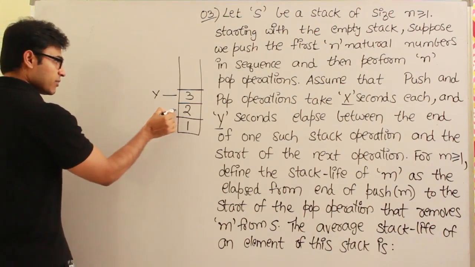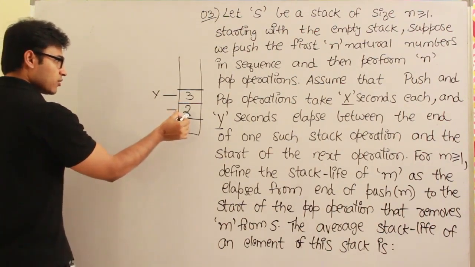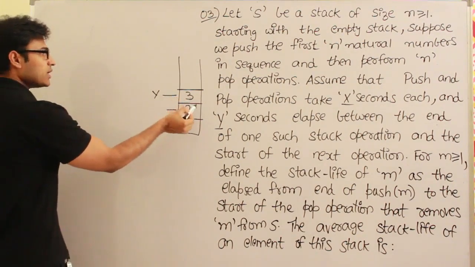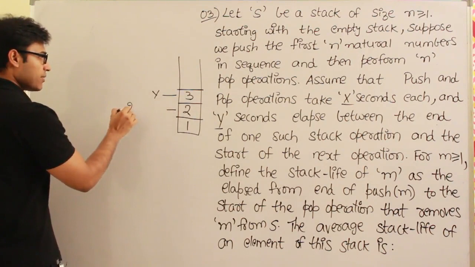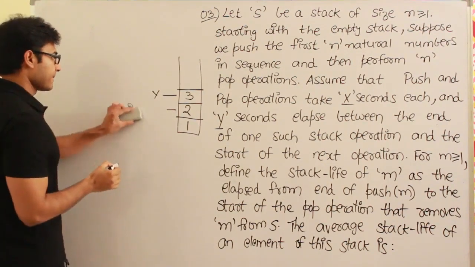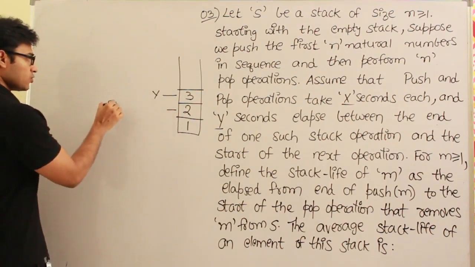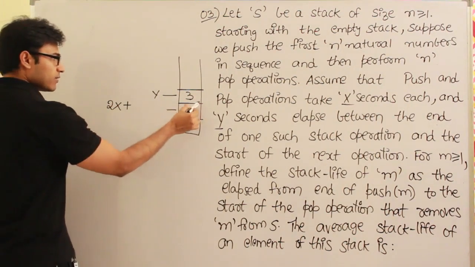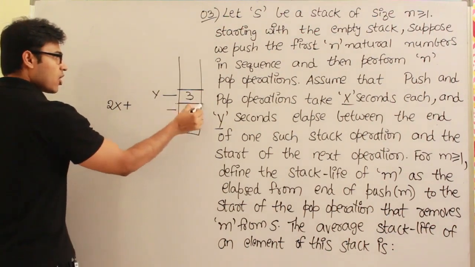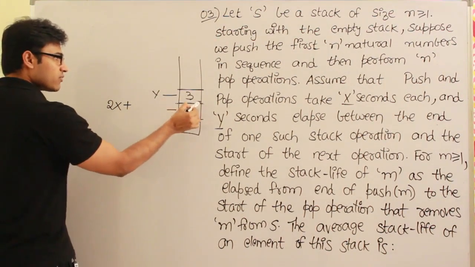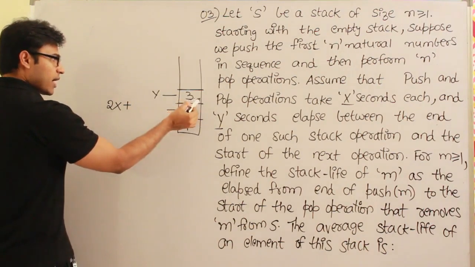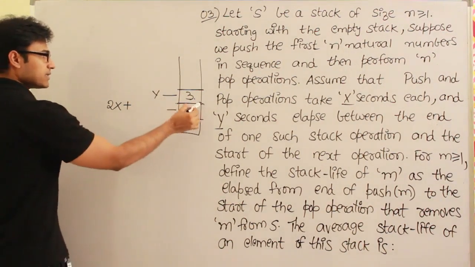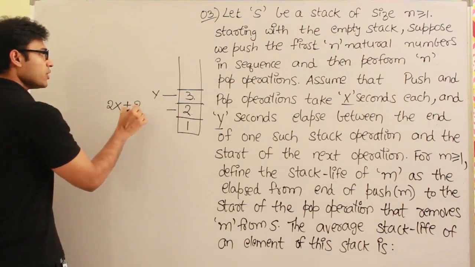What about the lifetime of element number 2? After pushing element number 2, I have to push 3 as well as pop 3. Therefore time taken is 2x, to push 3 and pop 3, plus there is a line here. What does this line indicate? After pushing 2, I have to wait for y time before pushing 3, and after popping 3, I have to wait for y time before popping this, right? Therefore, this line will contribute 2 into y.